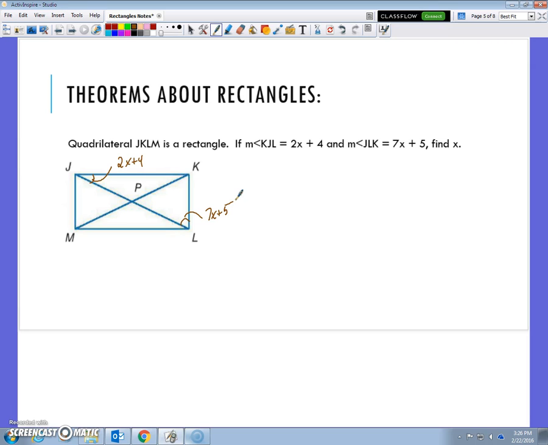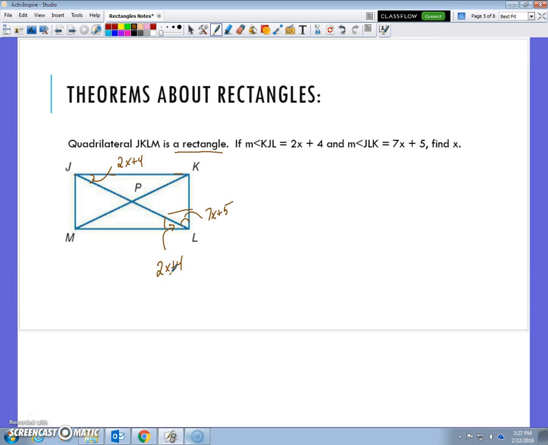Okay, well, the nice thing about this is that I know that these parallel lines have alternate interior angles here. This angle MLP must also be equal to angle KJP because they are alternate interior angles. So I know this angle is also 2x plus 4. Now it's important to read the directions so I know for sure. Since it's a rectangle, it has 4 right angles. I can guarantee that this side right here is worth 90 degrees. That MLK angle is 90, and it's made up of 2x plus 4 and 7x plus 5.